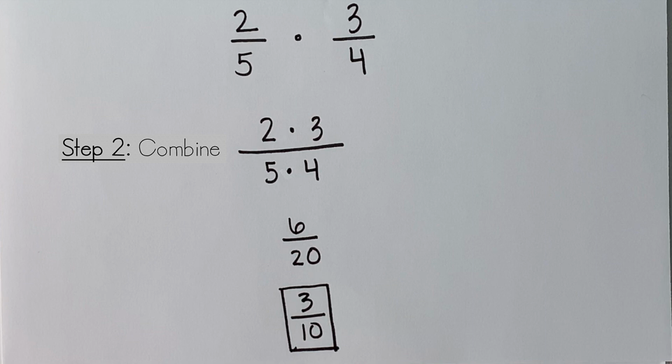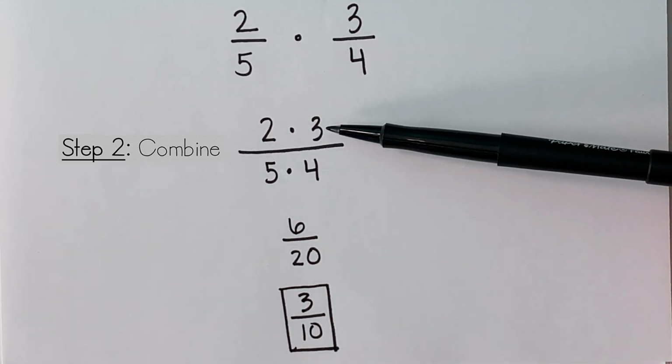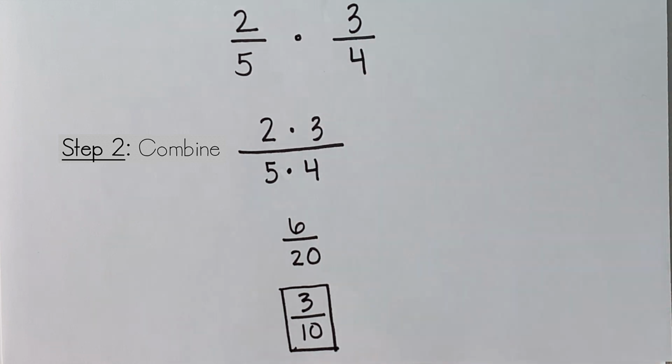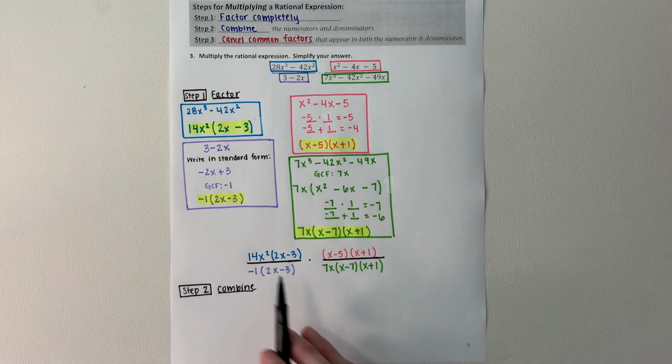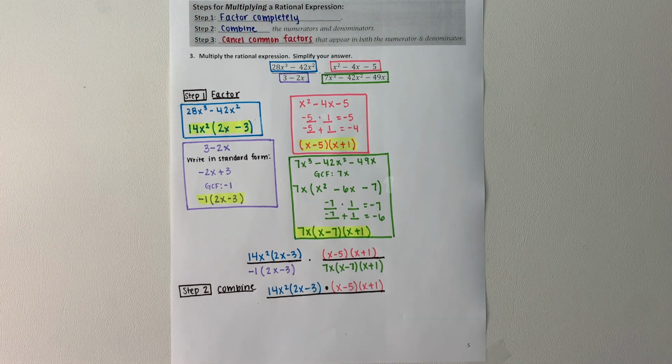Now step 2 we call combining. We combined the numerators when we took 2 times 3, and we combined the denominators when we took 5 times 4. This is exactly what we're going to do with our rational expressions. So these are fractions, and when we multiply fractions, we multiply or combine the numerators. So notice I've combined the numerators. I've taken this numerator and multiplied by this numerator.